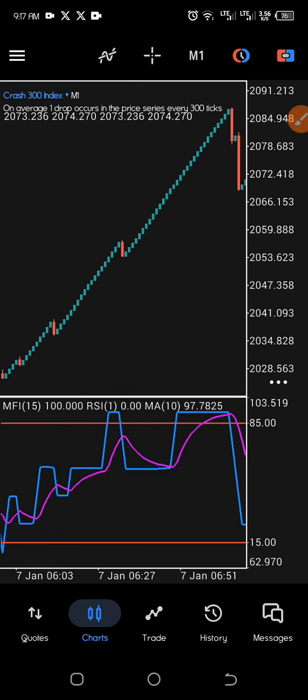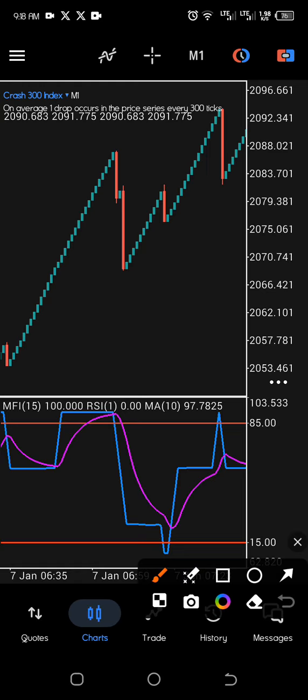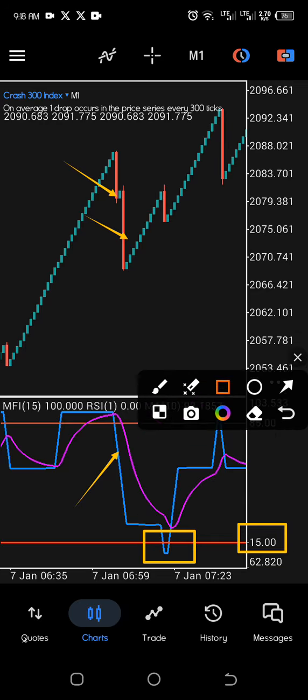So this is how we are going to be using the strategy. The first thing we anticipate is that we want to see a spike in the market. We are looking for price to spike downwards, giving the Money Flow Index a chance to hit the 15 level. Without a spike, the Money Flow Index is not going to come down to the 15 level. But when there's a spike in the market, we are expecting to see the Money Flow Index come straight to the 15 level of the RSI.